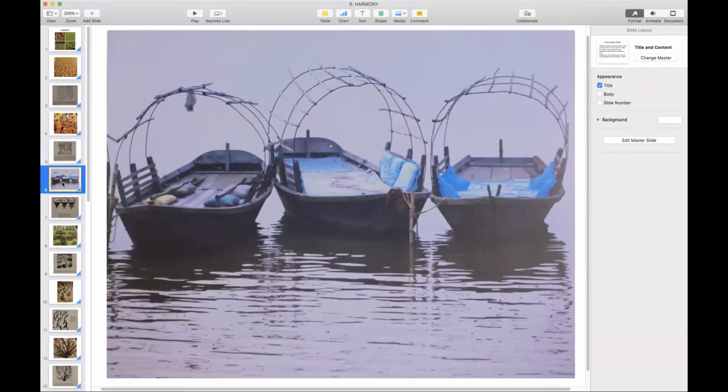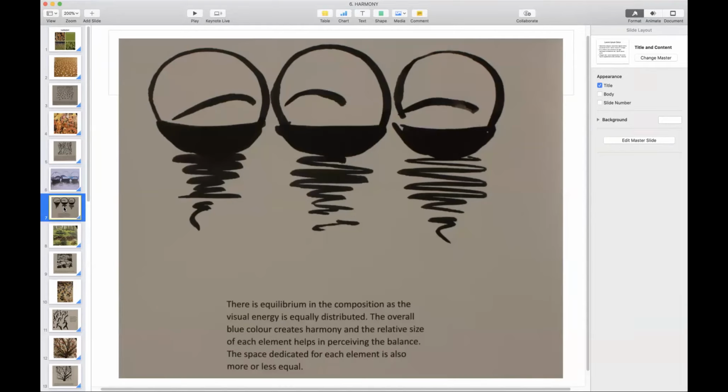This is again an image very interestingly shot in terms of the composition, but again you look at the graphic part of it as well as the harmony, how the harmony is being created. There is equilibrium in the composition as the visual energy is equally distributed. The overall blue color creates harmony, and the relative size of each element help in perceiving the balance. The space dedicated for each element is also more or less equal.